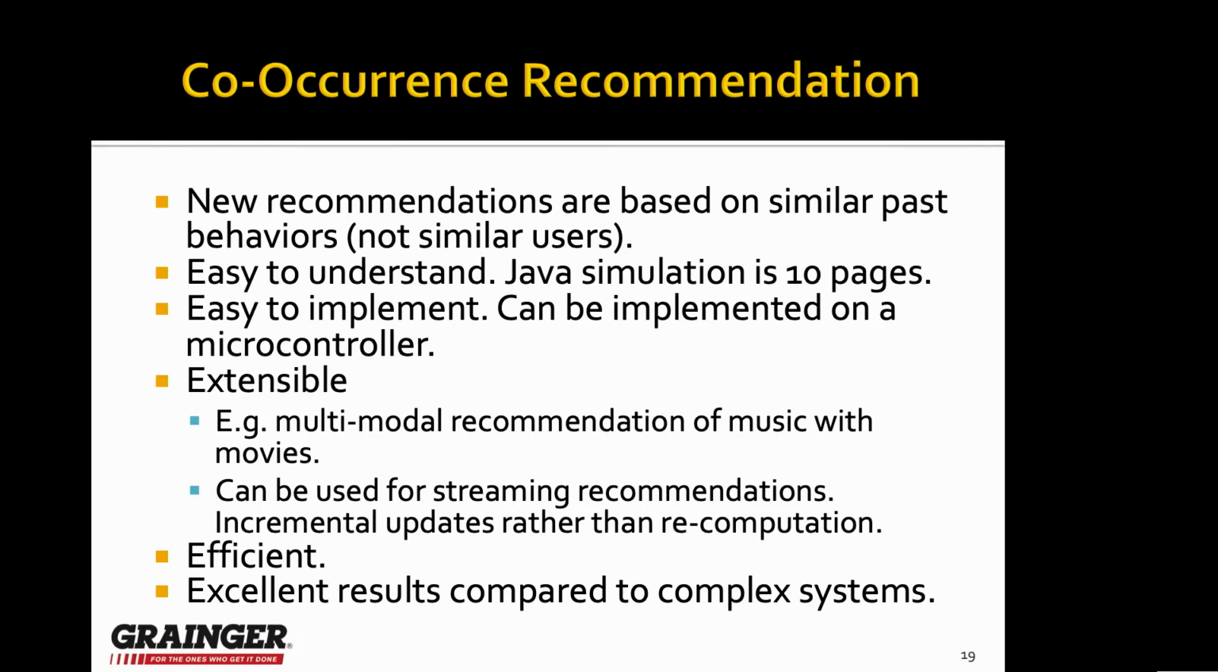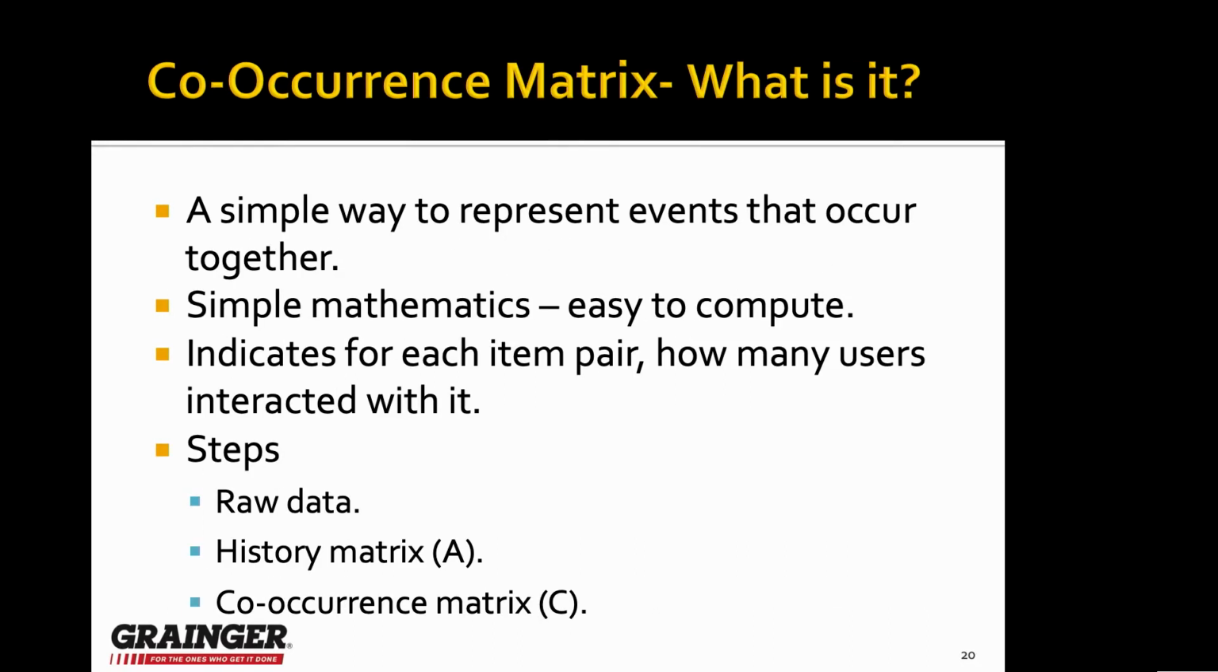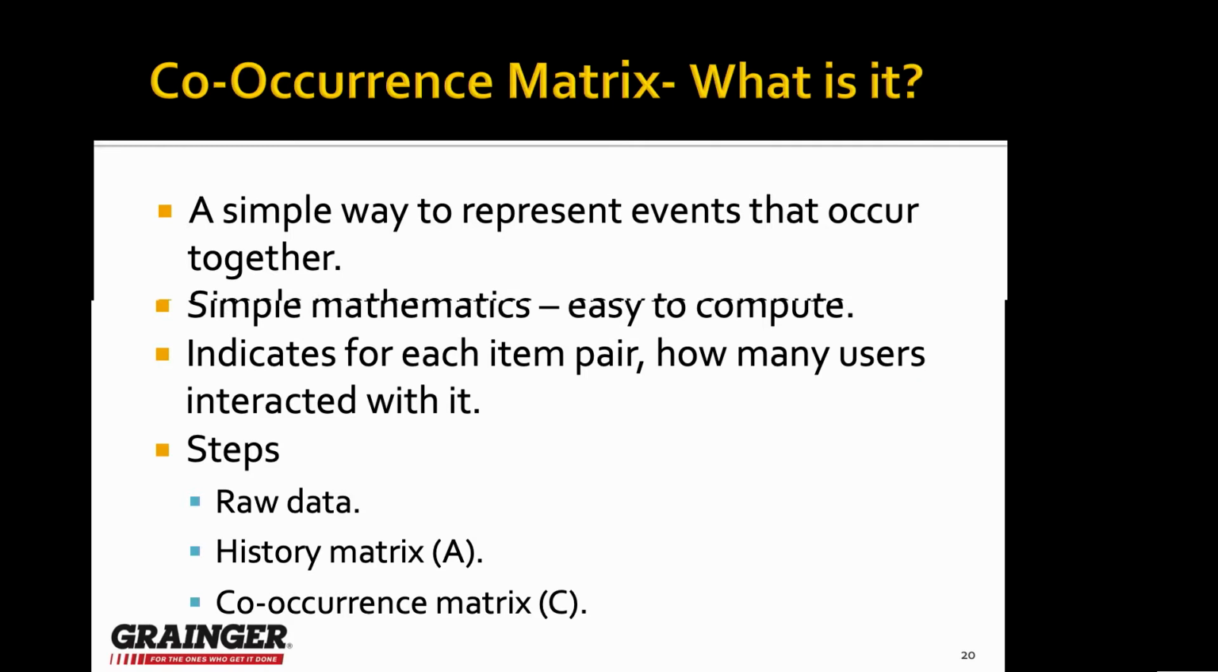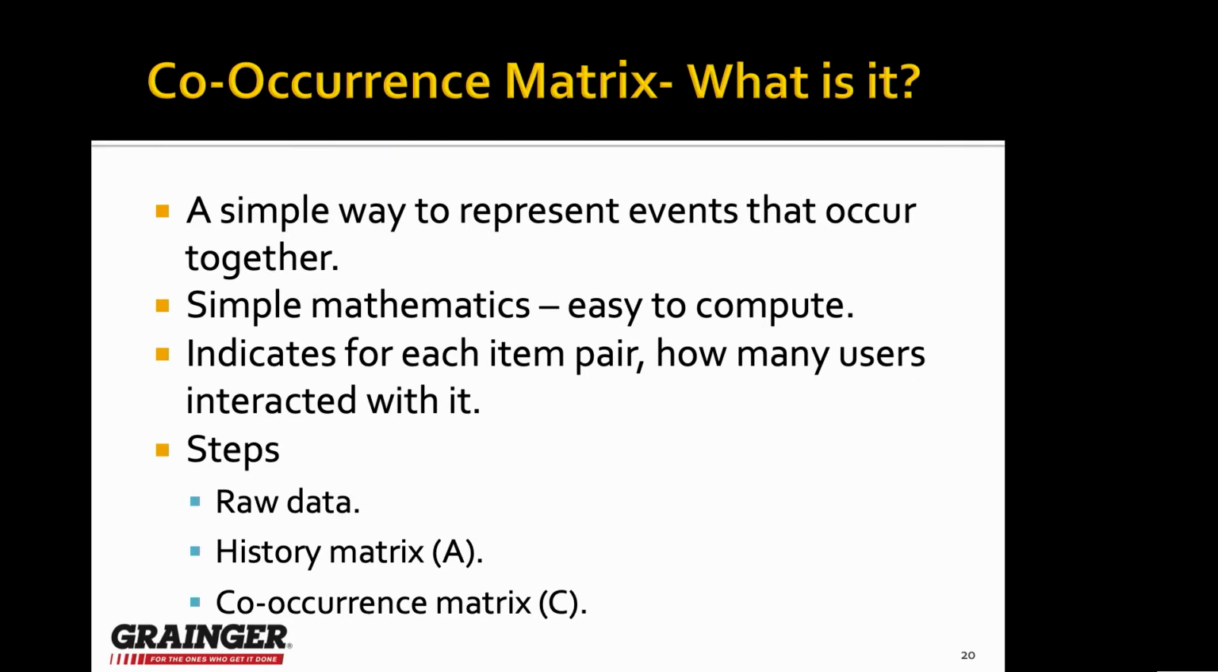Co-occurrence matrix. Okay, so what is this? We're going to introduce another matrix here in a moment, but it's a simple way to represent events that occur together. Co-occurrence. We're thinking about things that happen together. The question is, which things happening together are actually really important? Now, I'm saying a lot of unusual words here.